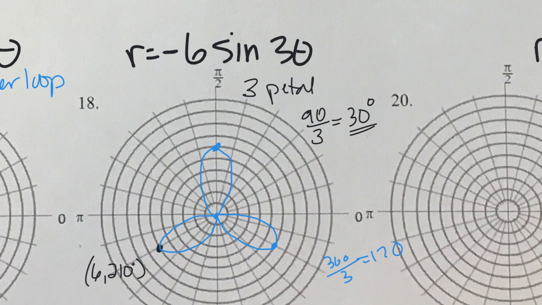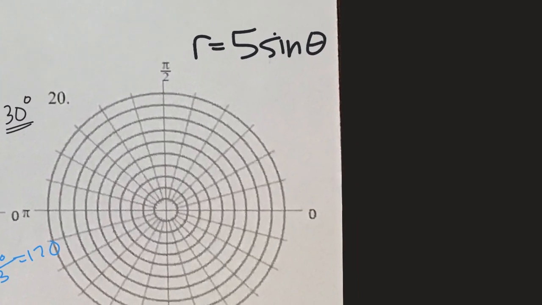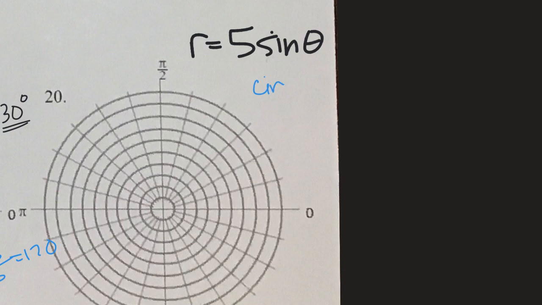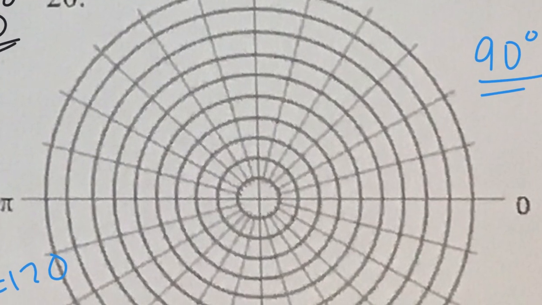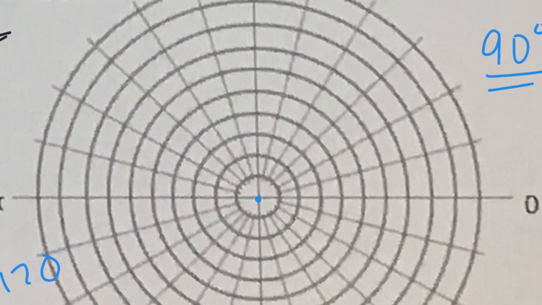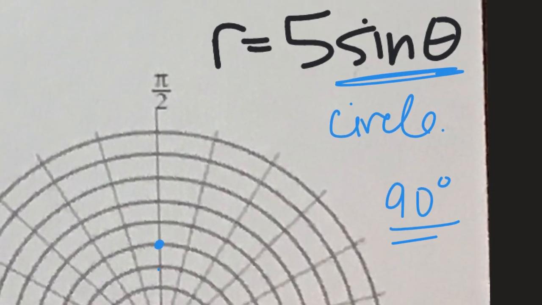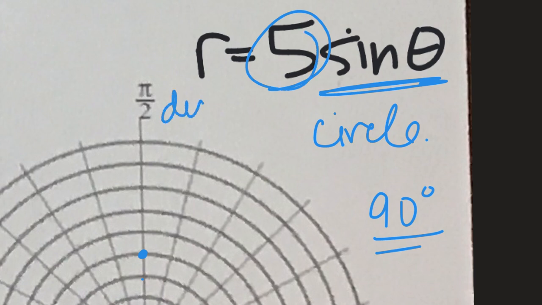Beautiful. And then our last one, 5 sine theta. This is a circle. Positive sine means that it's symmetric with the 90 degree pole. So a positive sine means it's going to be going up. So we put a dot at the origin. We go 1, 2, 3, 4, 5. That's the diameter. For this type of circle, 5 is the diameter.